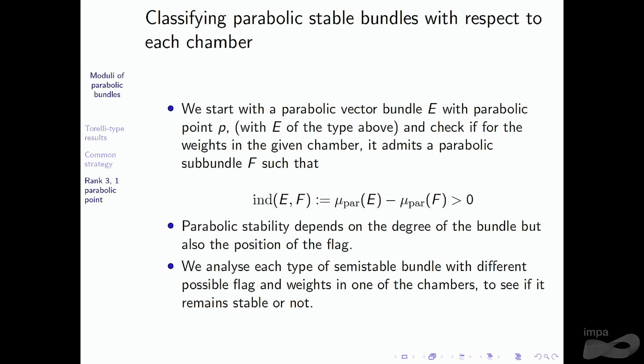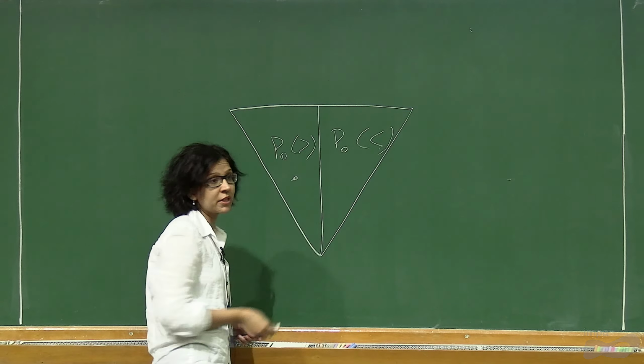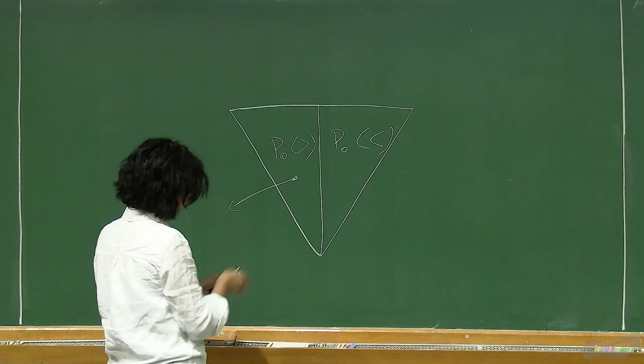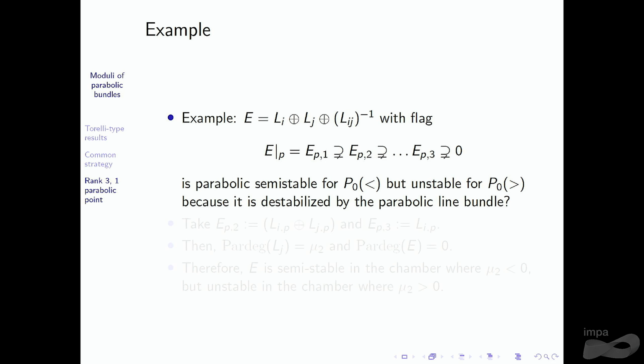So this is precisely what we do. For each of these weights here, we look at what are the things that are going to be, let's say, semi-stable with respect to something here, and what are the things that are going to be semi-stable with respect to something there. But more importantly, we see what are the things that are going to become destabilized.